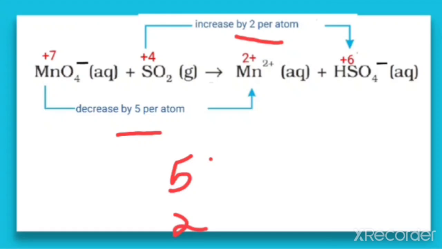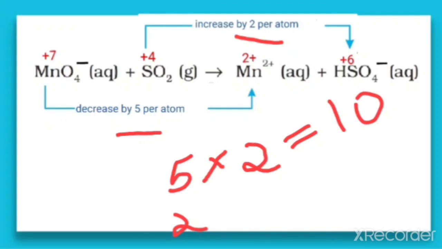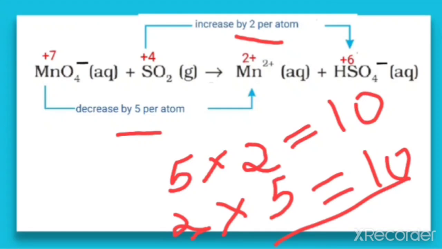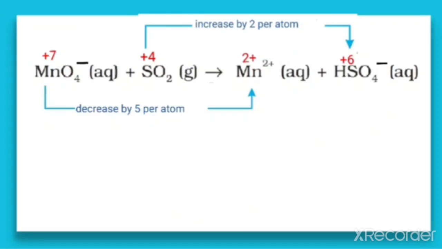So how can we equalize? Better we can multiply 5 with 2, so we'll get 10. And in the next case, because there is 2, better we will multiply with 5, so we'll get 10. So that means equalizing the increase and decrease by multiplying with a suitable number. Here 5 and 2 are there. How can we equalize it? By multiplying with a number so that we get an equal number. That is just a mathematical concept here.